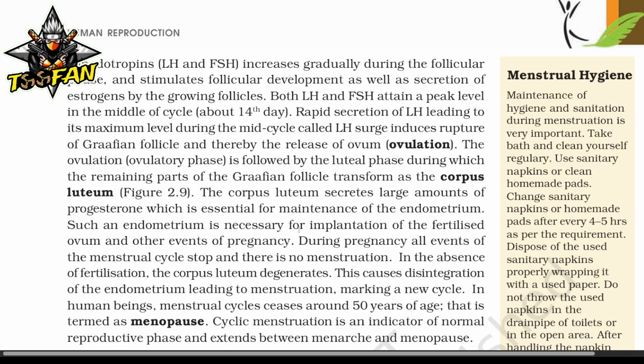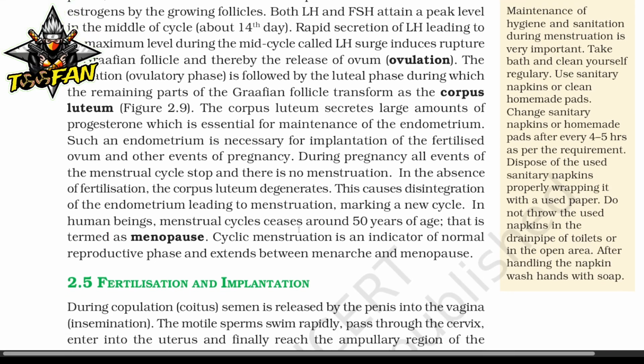In human beings, menstrual cycles cease around 50 years of age, which is called menopause. Cyclic menstruation is an indicator of the normal reproductive phase and extends between the menarche and menopause.